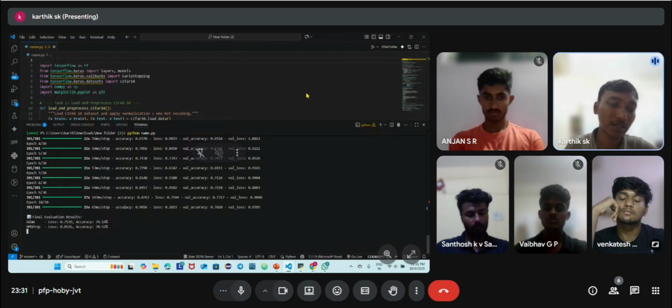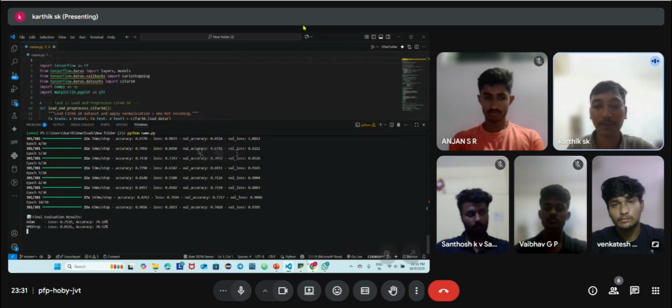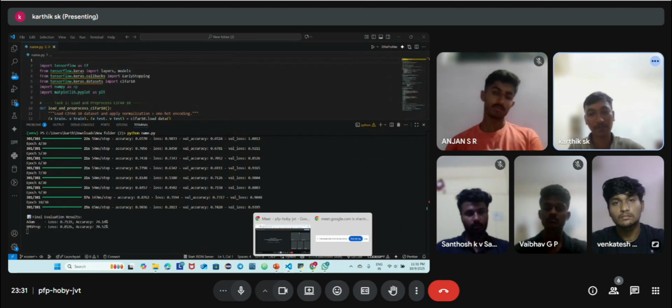Here is our accuracy up to 74% for Adam, which is best for our problem.